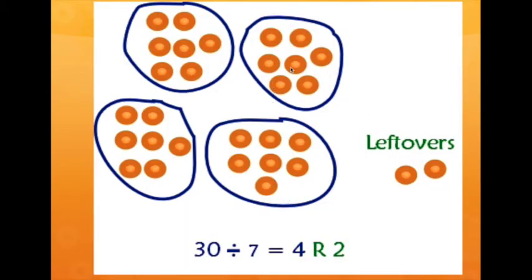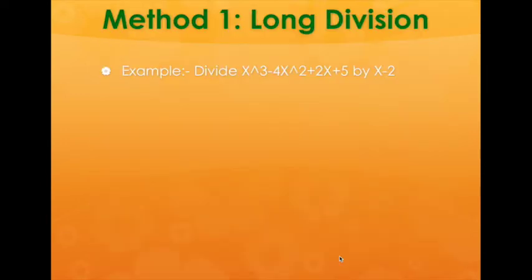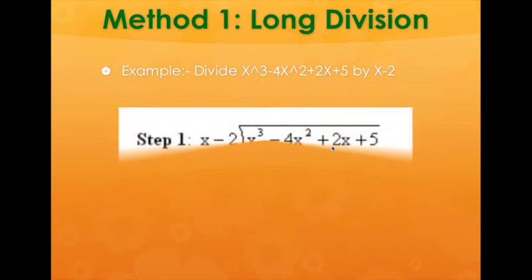Before we start, this is just an example. If I have 30 pieces of donuts and I have to divide them by 7 equally, I will have 4, but I'll also have 2 remainders. So the answer will be written as 4 remainder 2. So method 1 is long division.